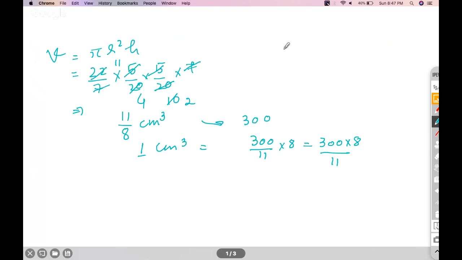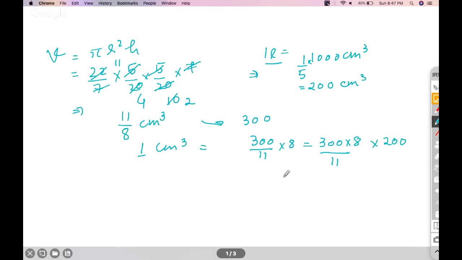Now 1 liter is equal to 1000 centimeter cube. So 1/5 of a liter would be equal to 200 centimeter cube. So I'll multiply this with 200.